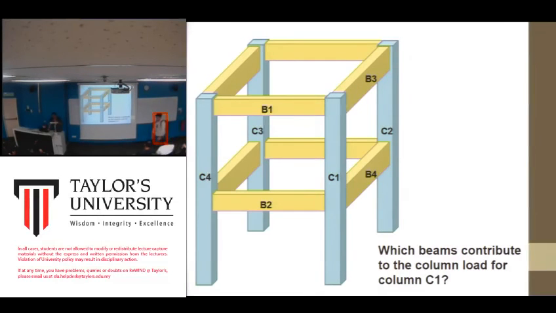Which beams contribute to the column load for C1? Again, using this method, all the beams connected to the column would be considered and contribute to the column load for C1. In this case, the reaction of beam B2 on this side, reaction of B4 on this side, reaction of B1 on this side, and reaction of B3 on this side. You need to know these four reactions to determine the load of the column. So it's a very tedious process to calculate that.